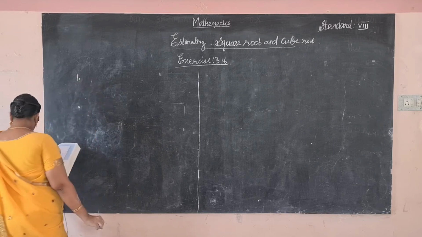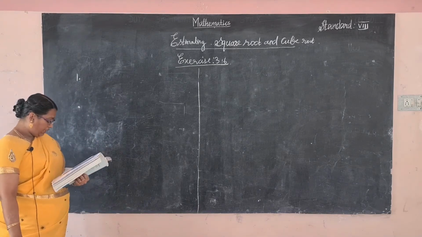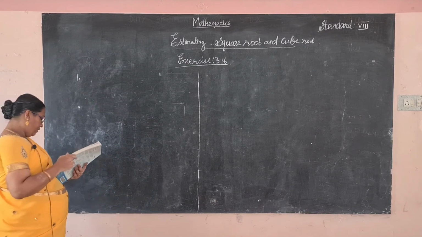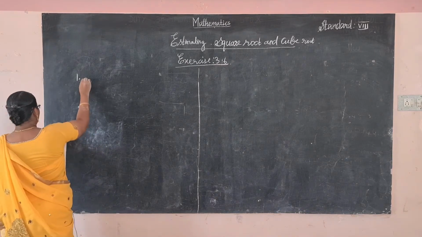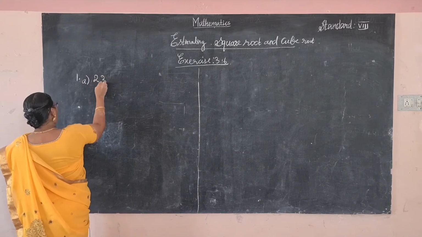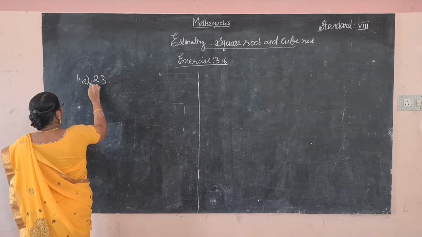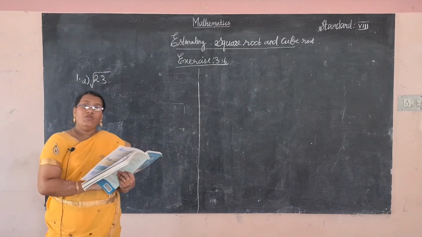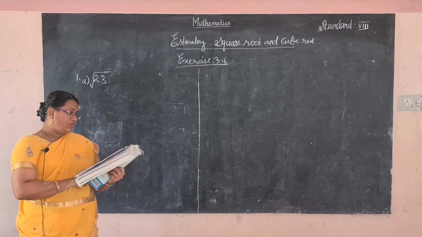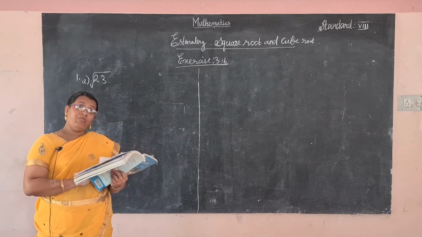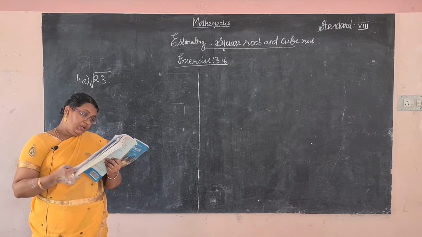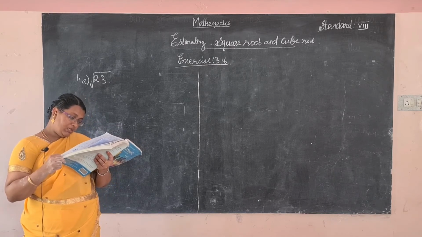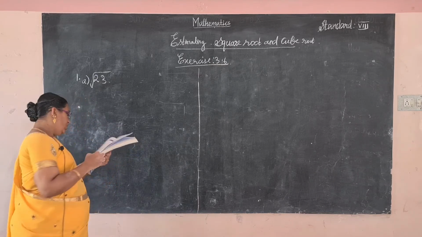First one, estimate the square root of the following number correct up to 2 decimal places. Two decimal places you have to find out. Okay, so first one, 23 square root. See, the value of x is 23, the number against 23. Under the square root of x, 23, what is the value?